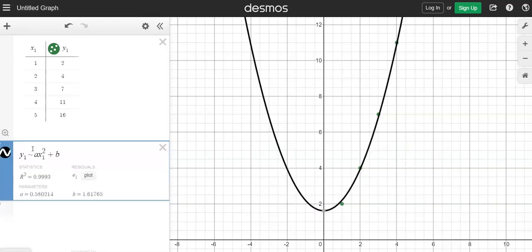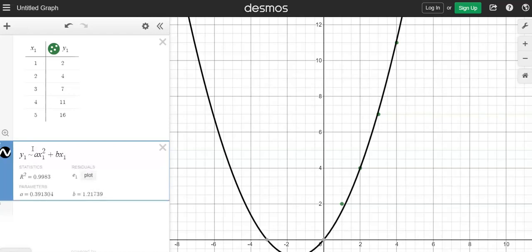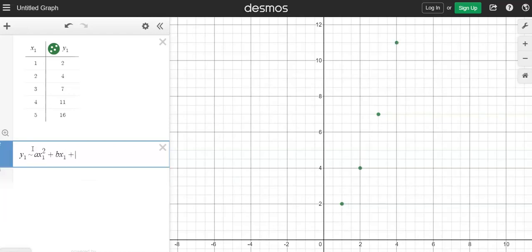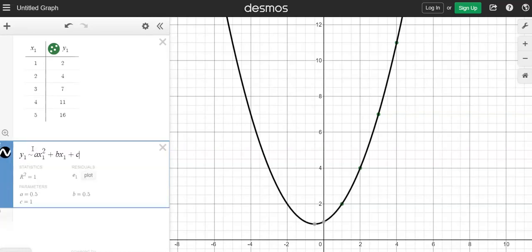And the reason for that is because we want it to use the values from the table. The x values from the table are listed as x sub 1, and the y values are listed as y sub 1, okay? And so when I do this, I punch the thing in, there it is, A, B, and C down here. So this is going to be y equals 0.5x squared plus 0.5x plus 1.